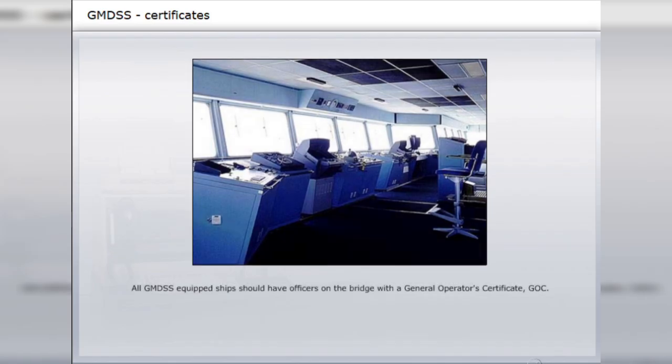It is required that all GMDSS ships have qualified personnel on board who can operate the radio equipment. This will normally mean that the ship's master and watch-keeping officers on the bridge will have a General Operating Certificate, GOC. Officers on ships navigating in coastal waters within Sea Area A1 are required to have a Restricted Operator Certificate, ROC.